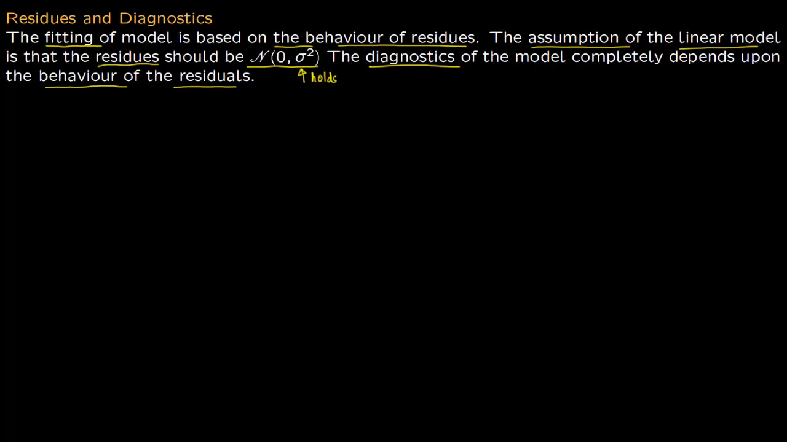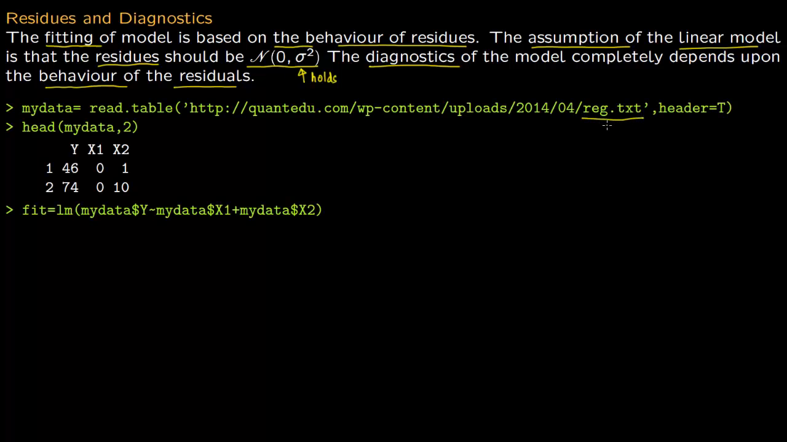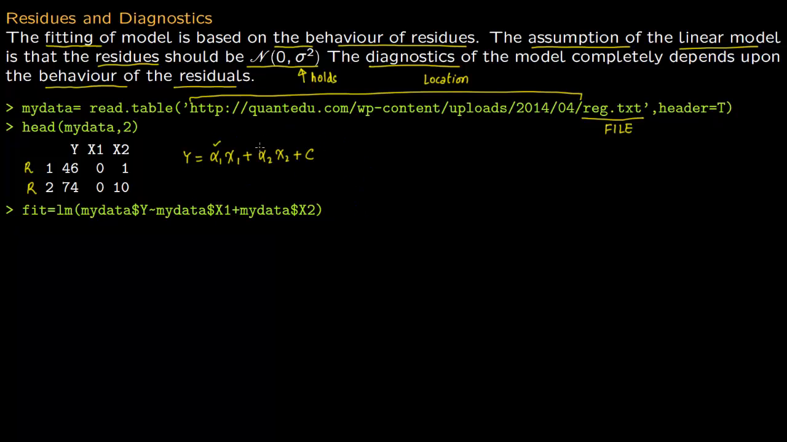So again we start by reading the table. So this is the file, and we have given the header, and this first part is the location of the file. Header is true. So again you read the first two rows of the data, row 1 and row 2. So this is what the data looks like. You have this data and you fit a linear model to it. So we fit a linear model: Y is equal to alpha 1 x1 plus alpha 2 x2 plus a constant. Once you fit the model, you will have these values alpha 1, alpha 2 and the constant. So you have your linear model.